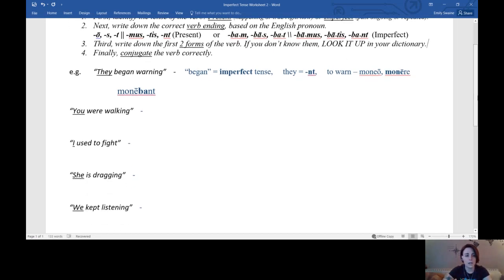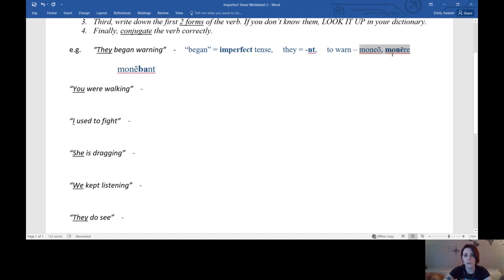Okay, so I did have the example here, and I'm going to walk through it real quick. Okay, so they began warning. Well, began blanking is always going to be my imperfect tense. Now check this out, they is imperfect, so I actually want it to be bant, not just nt, but bant. So they began warning, so it's going to be my imperfect. And to warn is moneo, monere. So I'm going to take my stem by cutting off the re of the second form. So moneo, monere, going to cut off that re. So my stem is mone. Then I'm just going to add my bant.